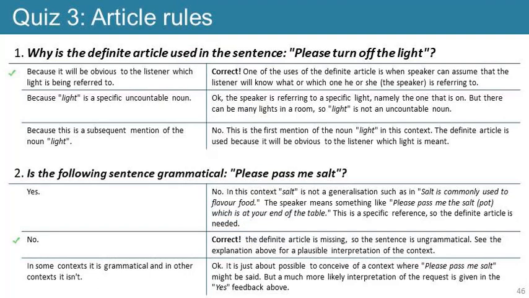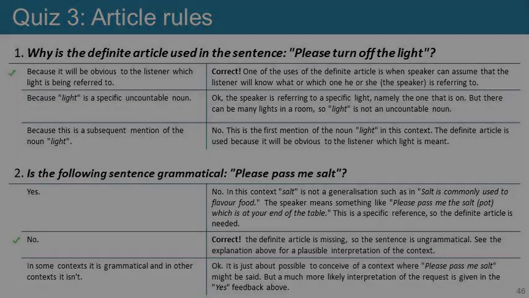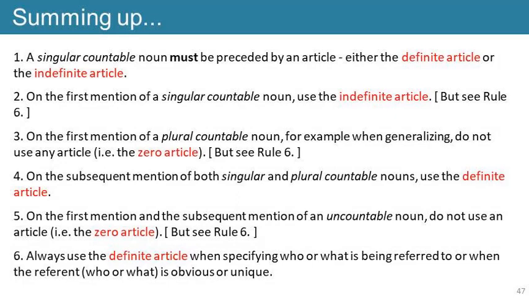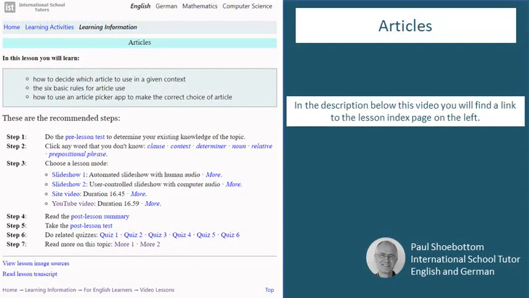Quiz page. Pause the video if you want to review the questions and answers before continuing. Okay, we've come to the end of this introductory lesson on the English article system. Here's a list of the 6 basic rules. In the description below this video, you will find a link to the lesson index page shown on the left. As you can see, there are 4 ways to access the content, as well as a glossary and links to quizzes and more information on the topic.